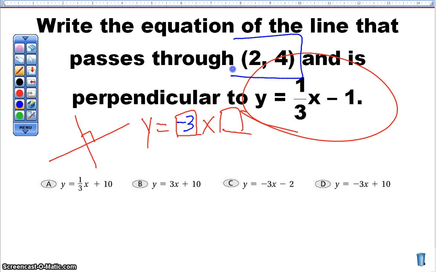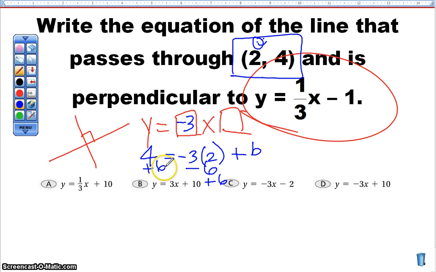Am I happy? Is that first ordered pair, first number a 0? I got to do some extra work. I'm going to put the 4 in for the y. I'm going to put the 2 in for the x. That's going to come out to be negative 6. To get rid of that, you need to add 6 to both sides.